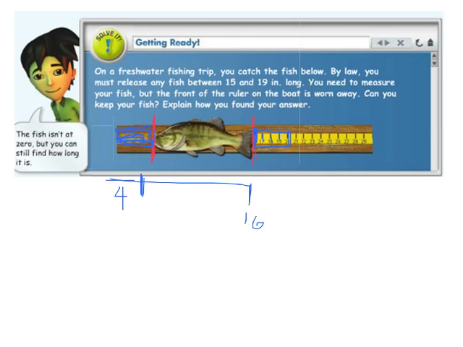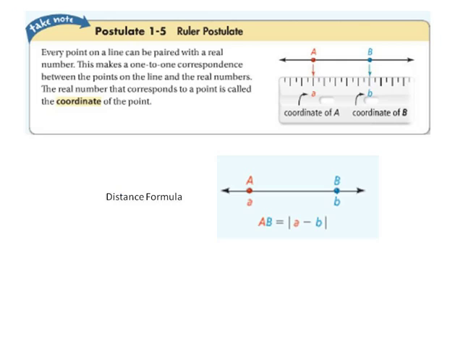What is the length of the fish? It looks like the fish is about 12 inches. So no, we can't keep it. So this is how you do segments. What we've talked about right here is a segment.